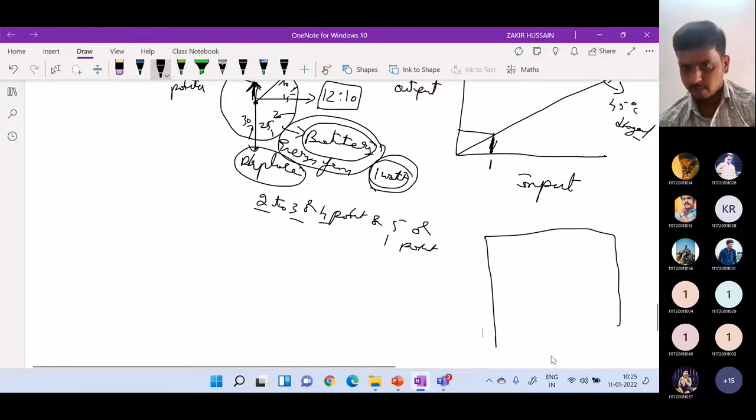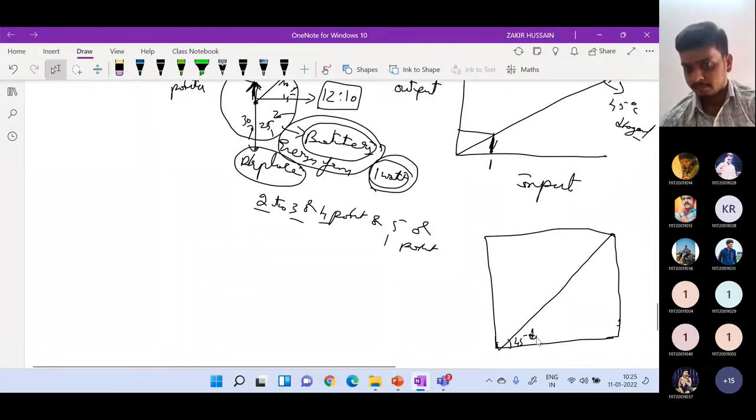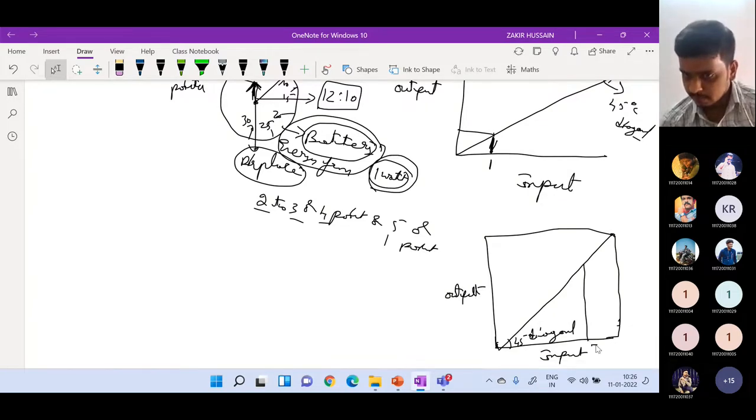If this is a square box, remember it's a square box, and you join the end-to-end nodal points, these two nodal points, this is called a 45 degrees diagonal. Among this, this is the input and this is the output. Now can anybody say what the reading is, if this input reading is some 3?